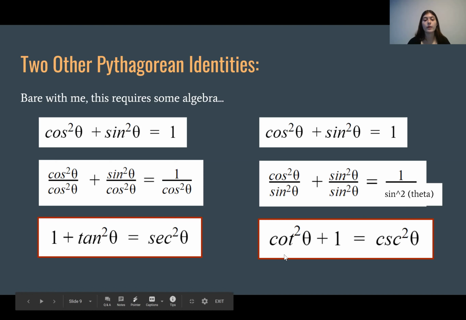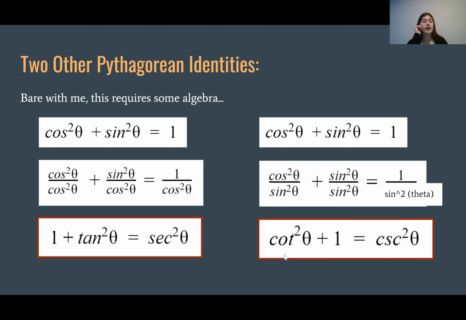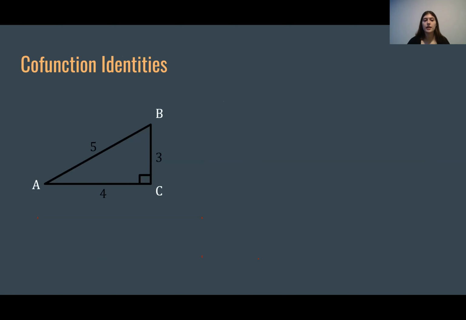So same thing, let's make sure we have written down all 3 of the Pythagorean identities now. Okay, let's keep going. Now we're going to go on to cofunction identities.